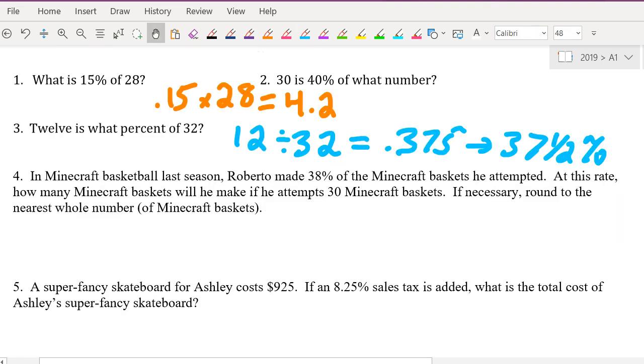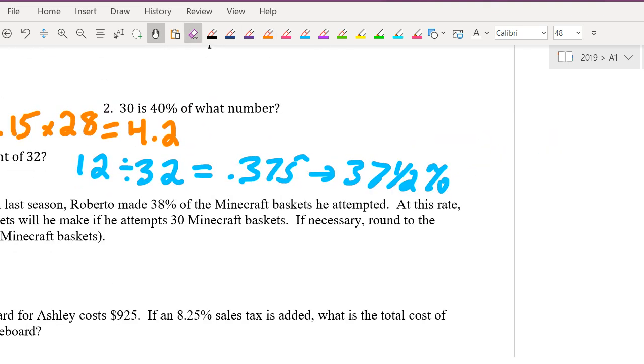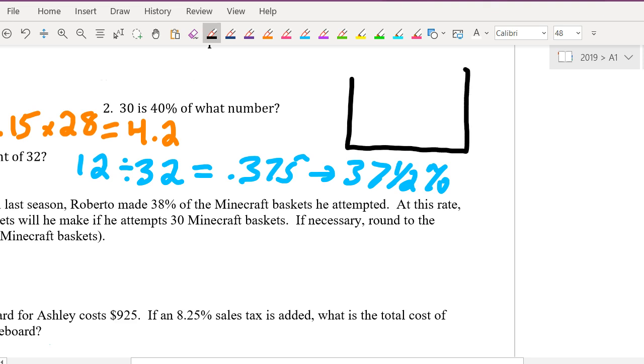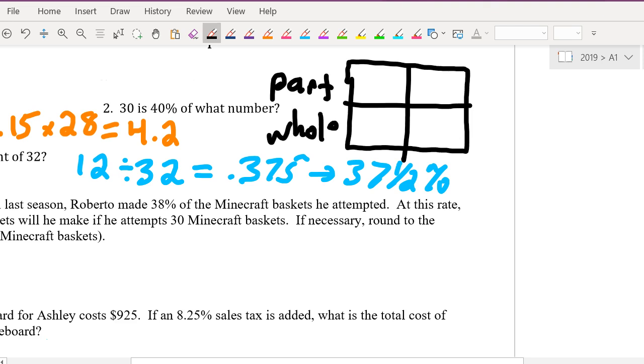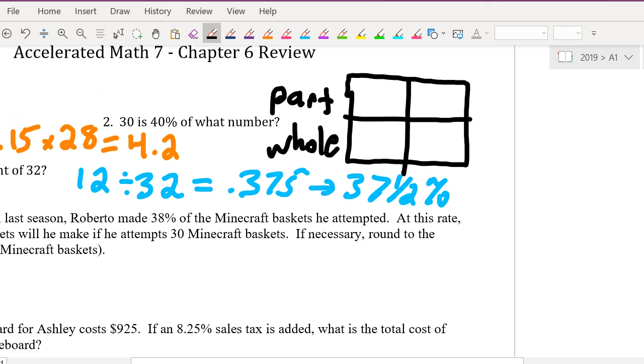You need to show a proportion for it. There's really no shortcut that makes sense. So who can help me with setting up a proportion? How did you come up with that? Top left of what? Why does it go in the top left of a proportion? Because it's the part. Part over whole, right? You don't have to draw the box, but for YouTube I want it to be here.